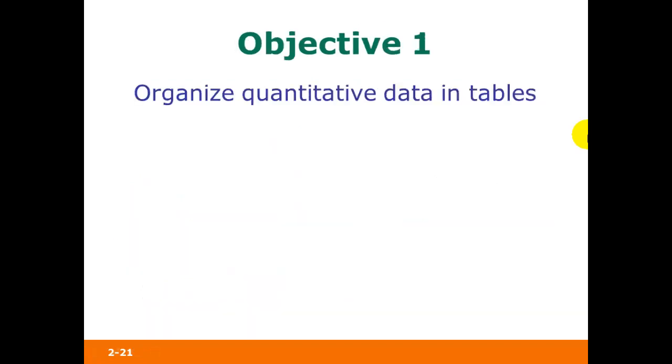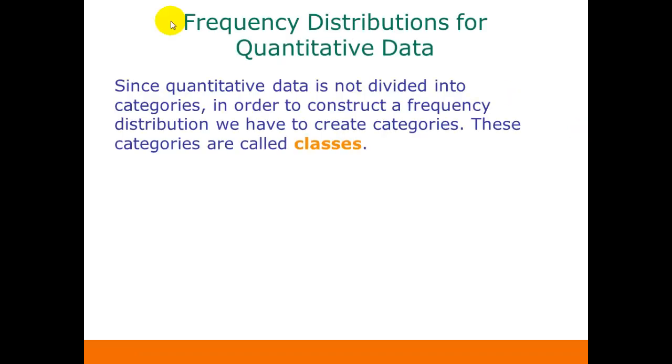So objective 1 is to organize quantitative data in tables. When we talk about organizing quantitative data in tables, we're talking about constructing frequency distributions. This is a little bit more complicated than it was for qualitative data because qualitative data was already organized into categories. Quantitative data isn't, so we have to create the categories ourselves or have the software do it. So what we're going to talk about here is creating the categories or the classes.